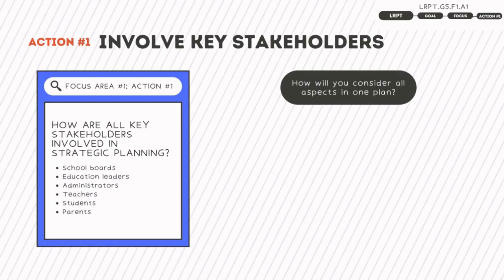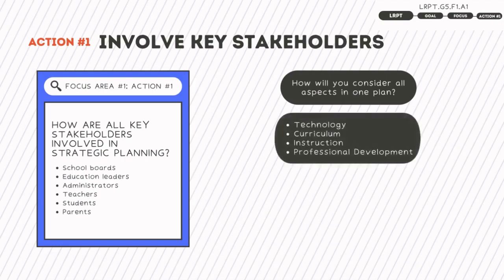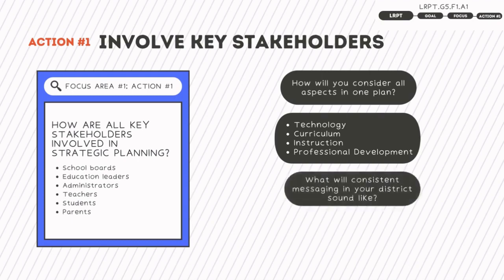Another vital part of an effective strategic plan is to consider as many aspects in one plan as possible. Considering technology, curriculum, instruction, and professional development in one plan ensures consistent messaging and helps bring a more unified vision. Think about how messaging sounds in your district. When you think of your mission statement or other school materials, do they all sound like they were written by the same person? Most likely the answer is yes. If you were to write a plan with this type of one-voice messaging, what would it sound like?